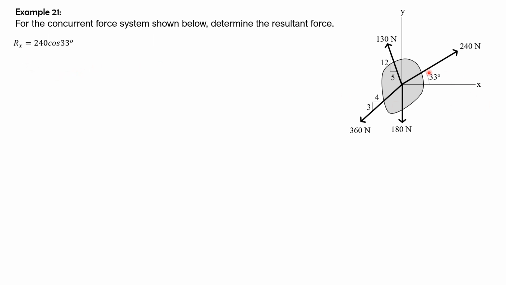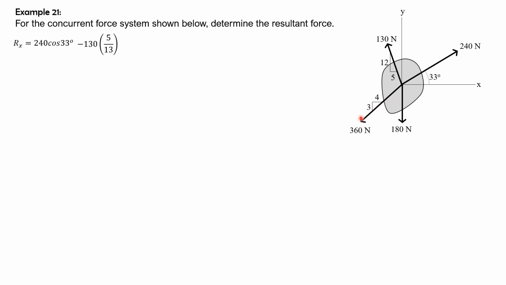So Rx is 240 cosine 33 minus 130 times 5. So we have 5, 12, so the hypotenuse is 13. So the x component of 130 is negative. So minus 130, the x component of distance is 5, the hypotenuse or the distance is 13. So minus 130 times 5 over 13.